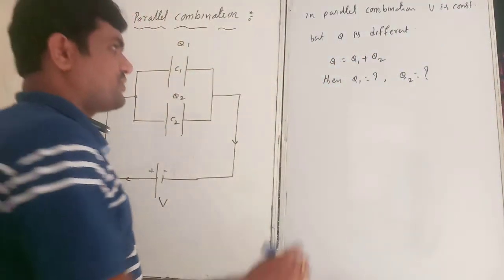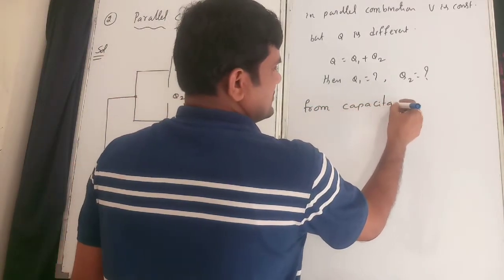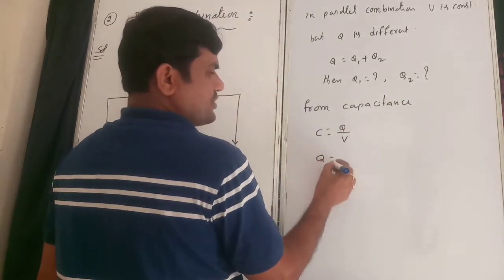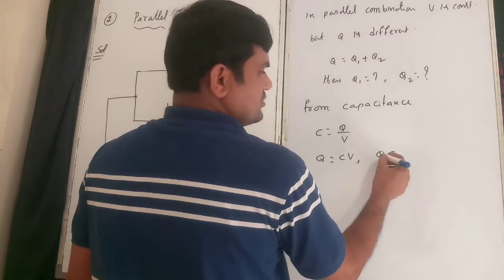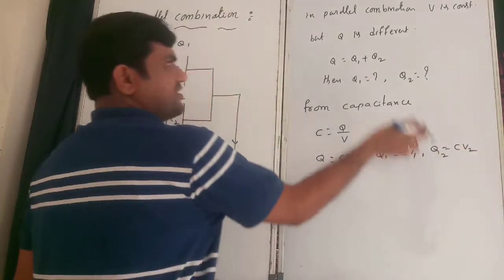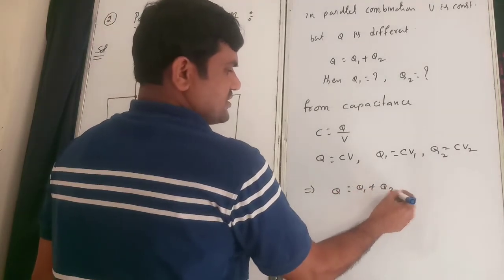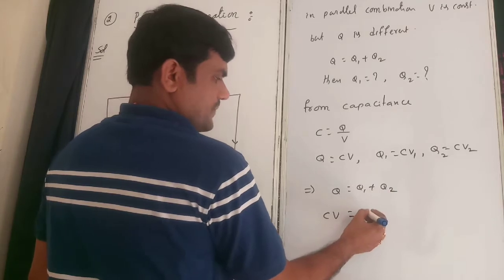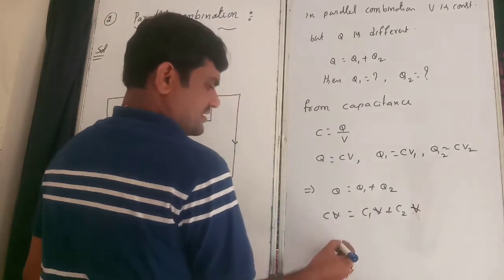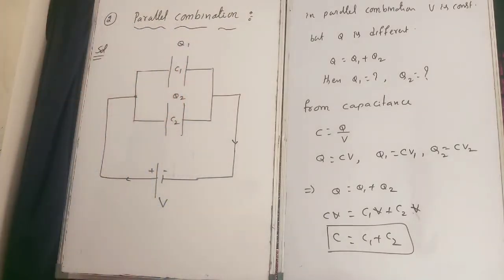From the capacitance formula, what is the capacitance? C is equal to Q by V. So Q is equal to CV. So Q1 is equal to C1V, Q2 is equal to C2V. Therefore, you can put these values in that equation. So Q is equal to Q1 plus Q2, that is CV is equal to C1V plus C2V. So V cancels. C is equal to C1 plus C2.